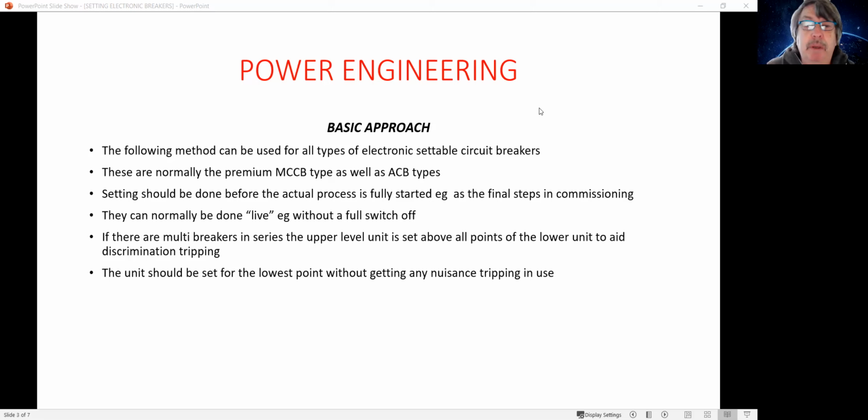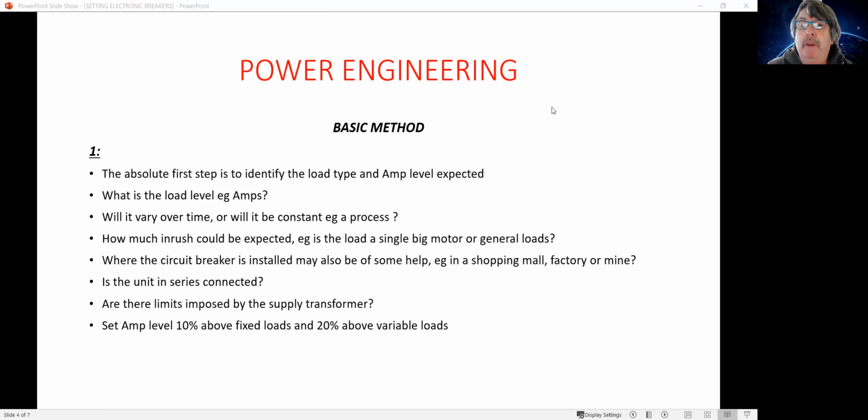If you've got two ACBs in series and the one downstream should ideally trip faster than the one upstream, you need to adjust it for that type of arrangement. And then the major thing here is that you set for the lowest point that you can get away with setting the breaker without a trip in the running thereof. So let's have a look.